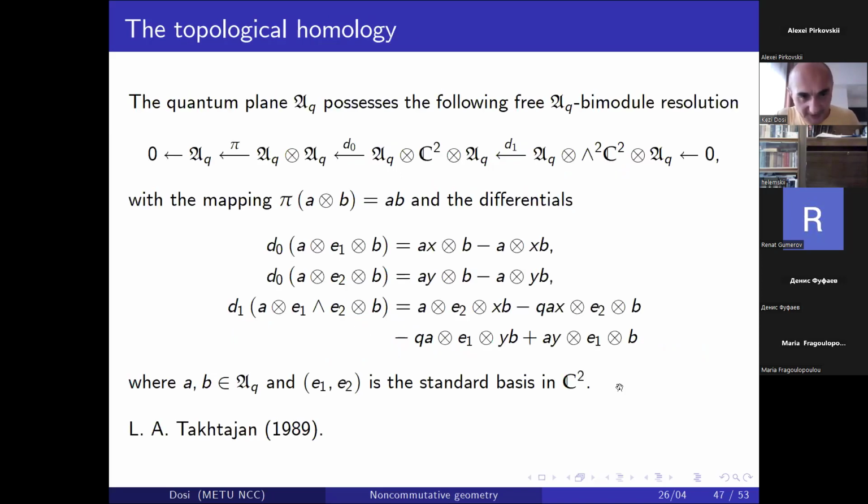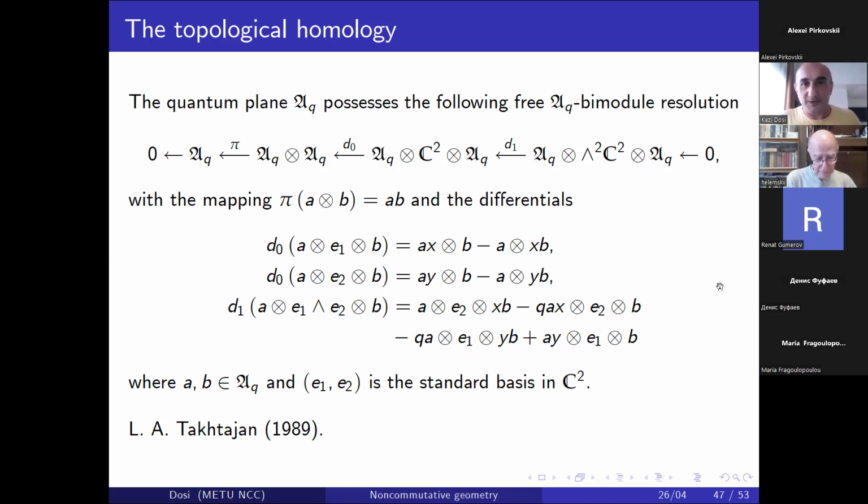Finally, a few slides. What does topological homology tell us in this direction? Or what does Alexander Yakovlevich tell us here? In this case, we have a nice free bimodule resolution for this quantum plane. This is a nice result due to Tartajan, 1989. Look, you can see the differentials from the left-hand side. It's a nice resolution, and pi is the standard multiplication map, AB to AB.